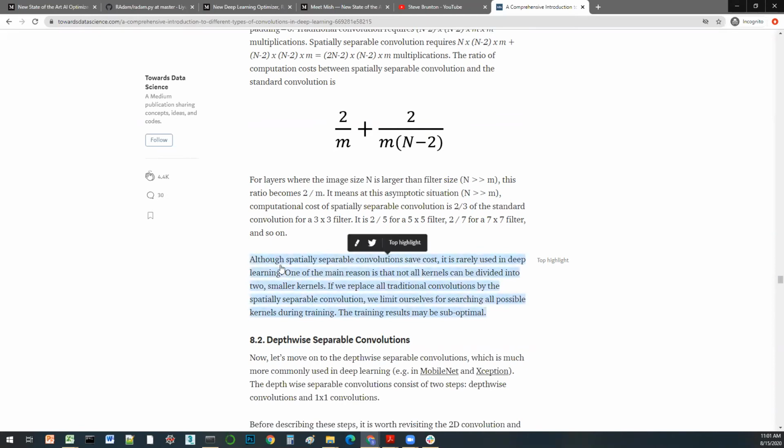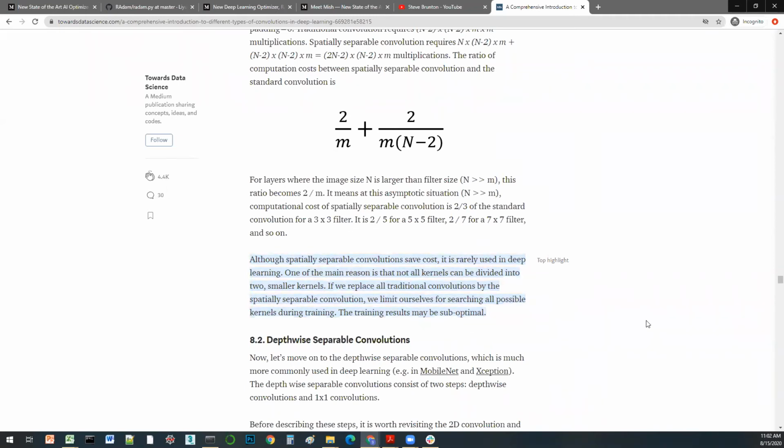And you can see this highlighted thing, right? Although spatially separable convolutions save cost, they're rarely used in deep learning. One of the main reasons is that not all kernels can be divided into two smaller ones. If we replace all traditional convolutions by spatially separable ones, we limit ourselves in searching all possible kernels during training, and the training result may be suboptimal.